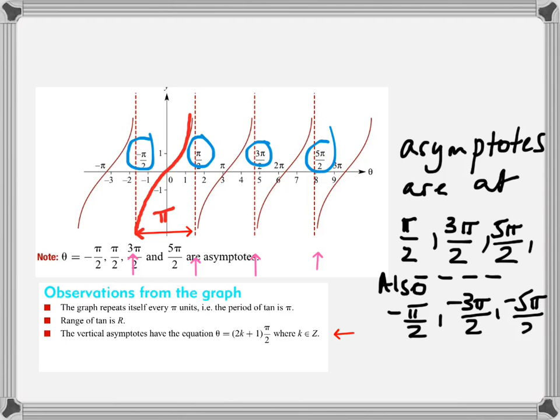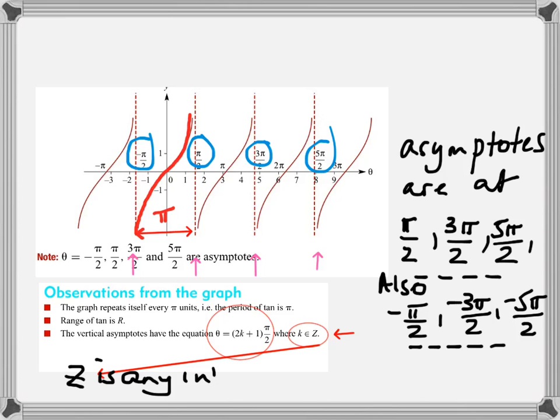There we go. With this formula, there's a little k in there, and that k is any integer. An integer means whole numbers, plus, minus, or 0. Now if you think about that, it's going to work.